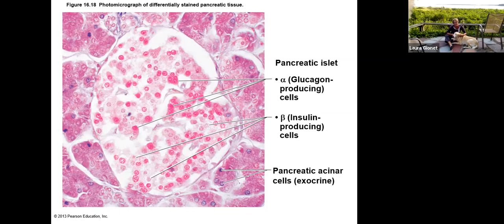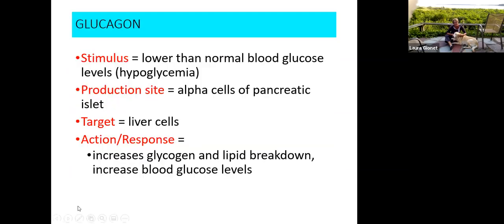All right, so let's look at those loops before we get too into it. Glucagon. The stimulus for glucagon is lower than normal blood glucose levels, or hypoglycemia. Remember, everything has a normal range. When glucose drops too low, we release glucagon. The production site is the alpha cells of the pancreatic islets. It targets the liver primarily to break down glycogen and increase blood glucose levels.